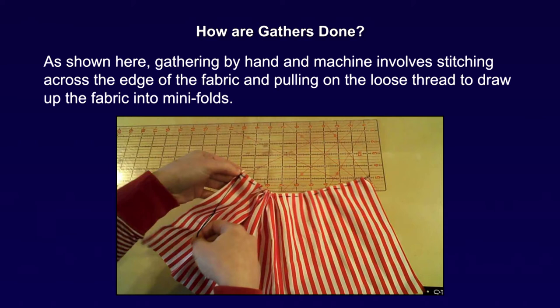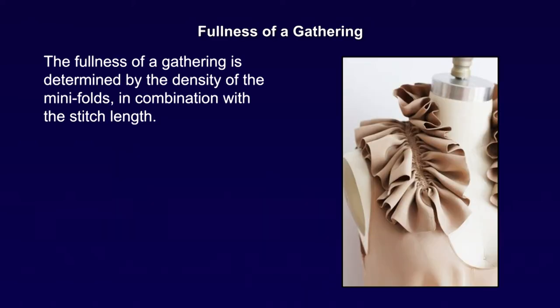Like shown, gathering by hand and machine involves stitching across the edge of the fabric and pulling on the loose thread to draw up the fabric into many folds. The fullness of a gathering is determined by the density of the mini folds in combination with the stitch length.